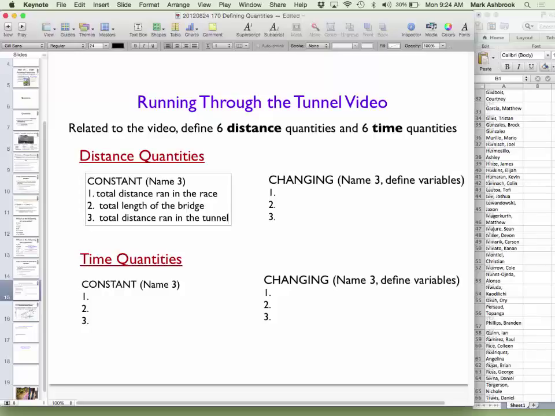No, it wouldn't. Why not? No, we don't need a unit for the quantity, but there's something missing here. If we're going to say the total distance ran in the tunnel, and we're going to say they didn't run in a straight line, then what? We're saying they're not running in a straight line. There's something very important that's missing here. What's that? Okay, so let's fix it.